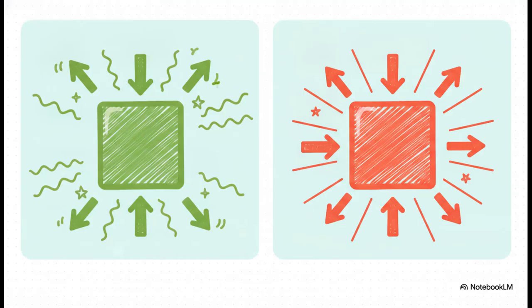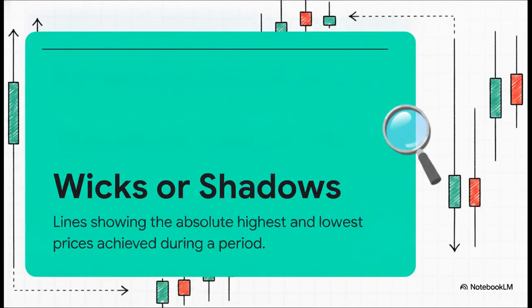Look, the absolute most basic element on any chart is color. It instantly tells us who won the tug-of-war for that session. A green candle just means the closing price was higher than the open. Simply put, buyers were stronger. A red candle forms when the closing price is lower than the open, meaning sellers overpowered the buyers and shoved the price down. And that solid-colored area, we call that the body, and it maps the distance between the open and the close. But the body only tells part of the story.